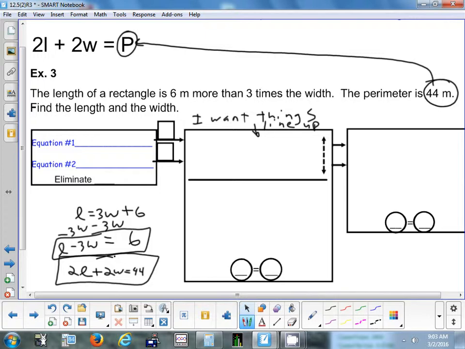So I think this is probably a better way to do it. Rearrange it right below, and then put it in the boxes already nice and lined up. So 2L plus 2W equals 44. L minus 3W equals 6.